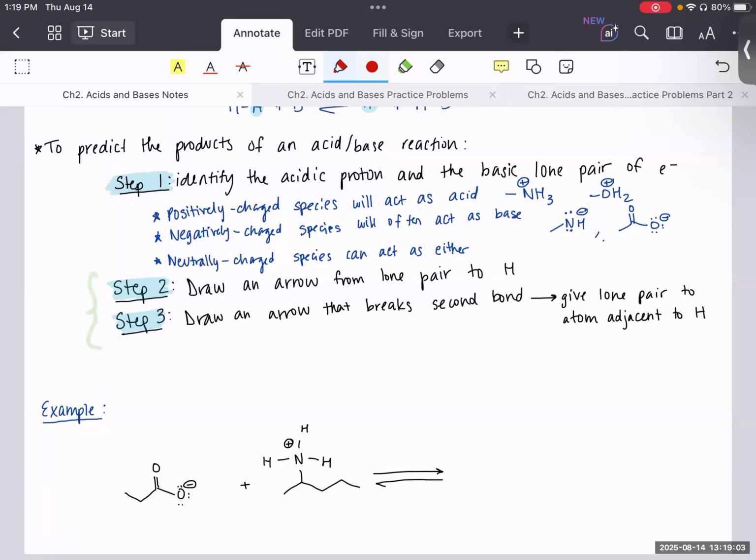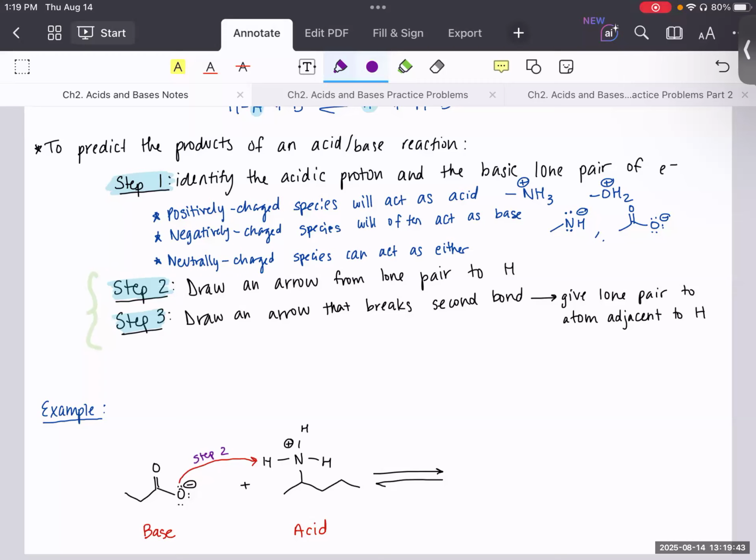So in this bottom example, we have 2 separate species. One is negatively charged, so we know that this one has to be the base. And then in the other one, we can see that it's positively charged and has those hydrogens that are available and are acidic. And so in this reaction, we did step 1, we identified the base and the acid. Next, we want to draw an arrow from the lone pair to the hydrogen. So we draw the arrow from the base or the lone pair to the hydrogen right here. So that is step 2.